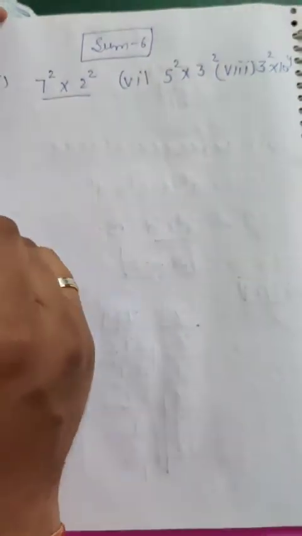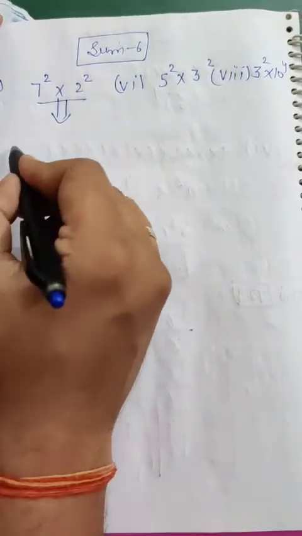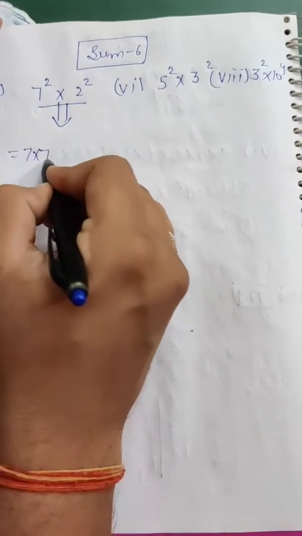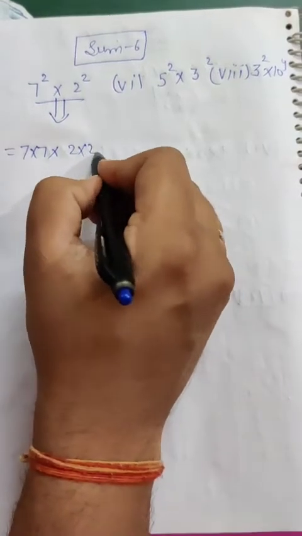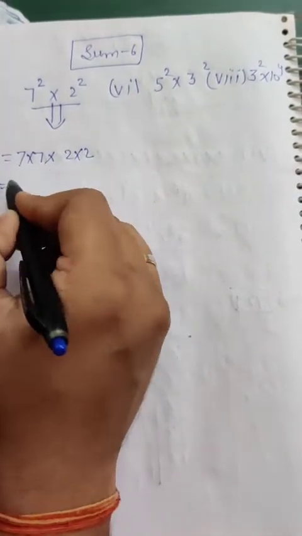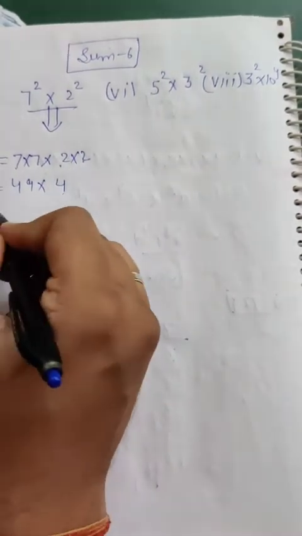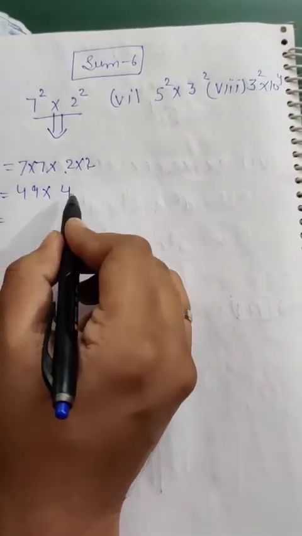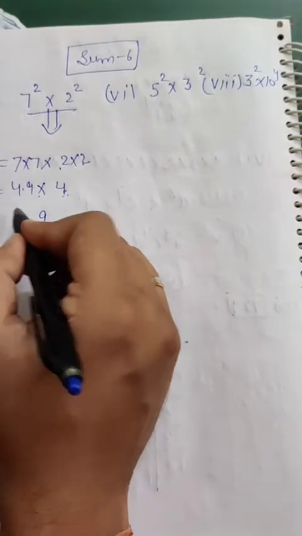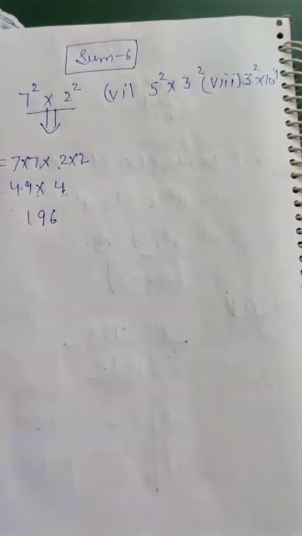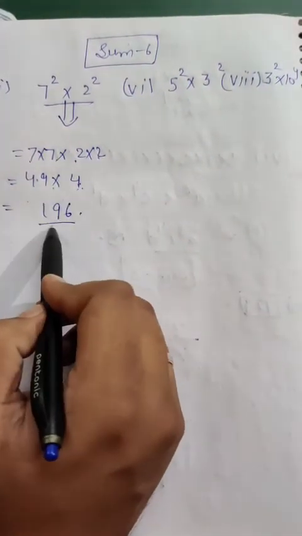Let's see the first part, 7 square multiply 2 square. So how can we write it? 7 square can be written as 7 multiply 7, and 2 square can be written as 2 multiply 2. So 7 multiply 7 is 49, multiply 2 multiply 2, that is 4. So 49 multiply 4, 4 9s are 36, 16 plus 3, 196. So 196 is the answer, or you can say that is how to simplify.